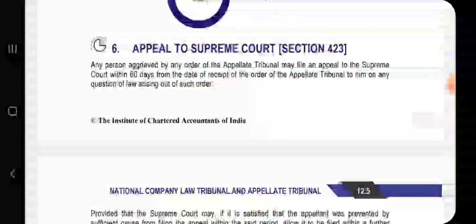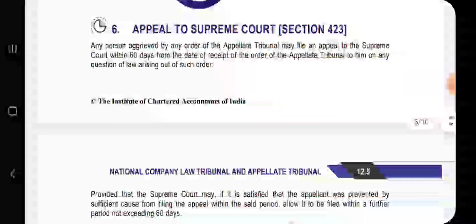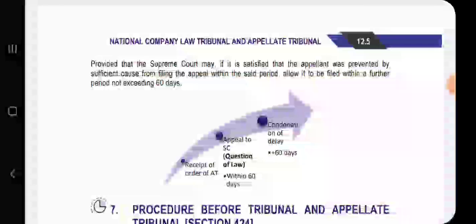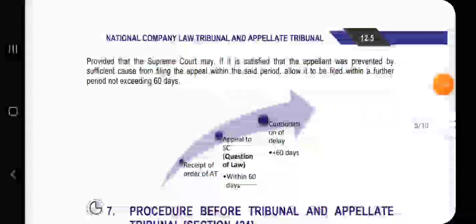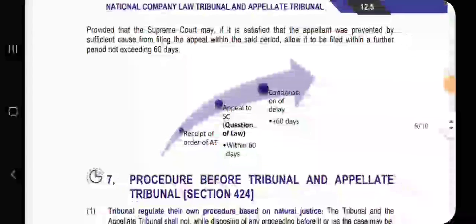And appeal to Supreme Court, which is under section 423. An appeal, any person aggrieved by the order of appellate tribunal may prefer an appeal before the Supreme Court within 60 days from the date of receipt of order from appellate tribunal. Hope you are clear. Condonation of delay here also will be granted up to 60 days if the Supreme Court feels it is sufficient, it is okay to give condonation. If the reasons for delay have been sufficient, then it will be giving you condonation of delay. Hope this is clear to you.